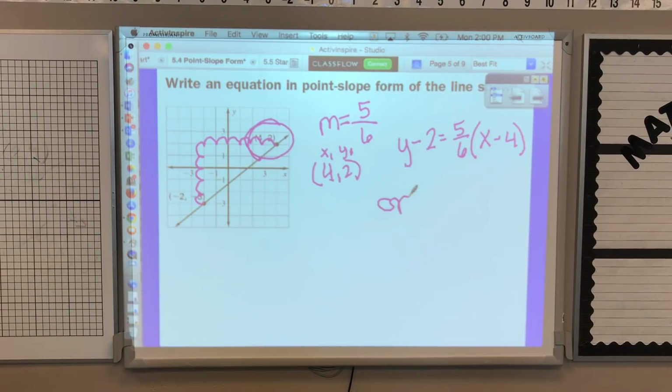Okay. If I were to choose the second ordered pair, the -2, -3, when I substitute this time, both of them are again going to become addition signs because both my numbers are negative, and I have y plus 3, subbing in for y1, equals m, which is still going to be the same no matter which point I pick, so 5/6, times the quantity of x plus 2, subbing in that x1. Again, they became positive because we would have a double negative if we didn't switch it to that plus sign.